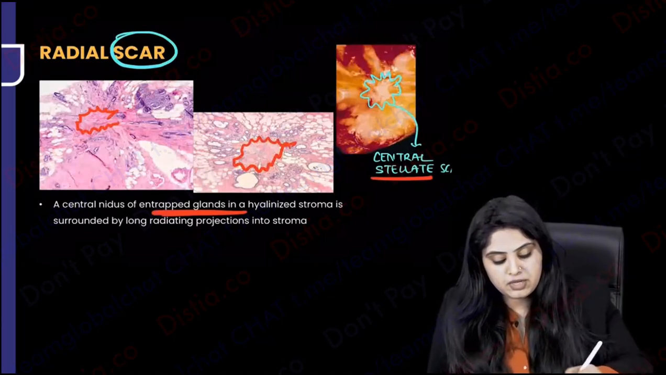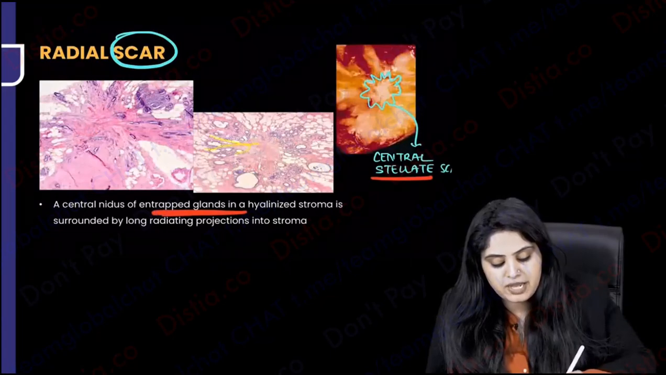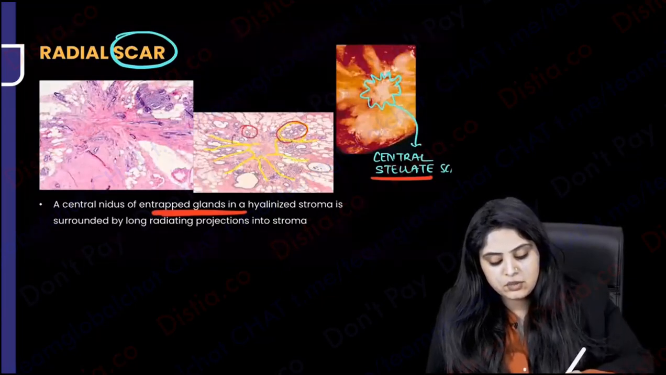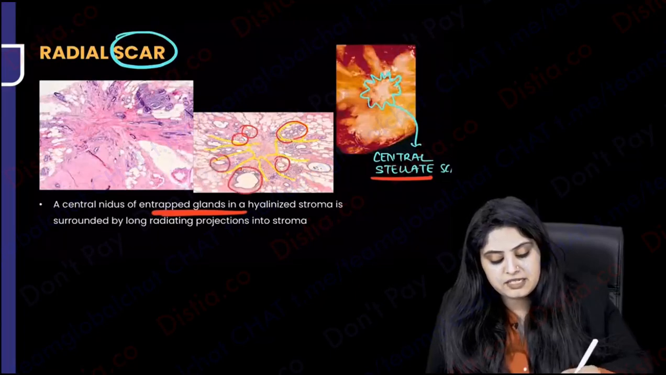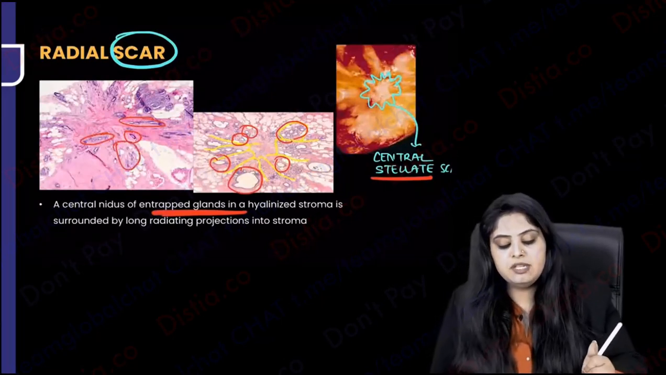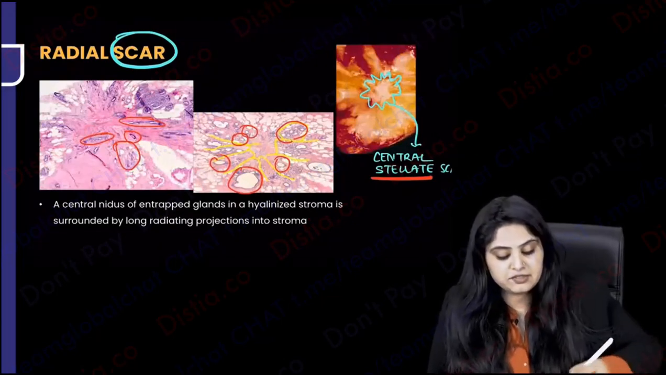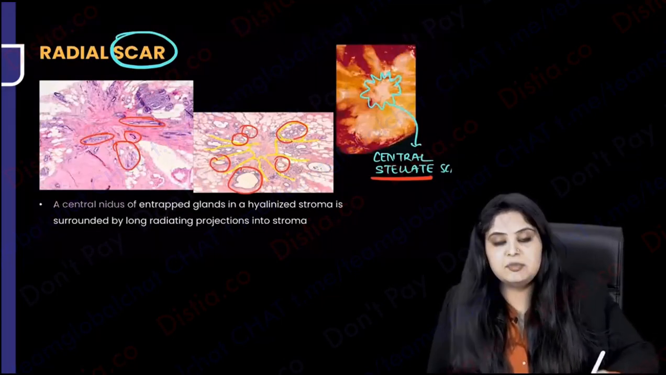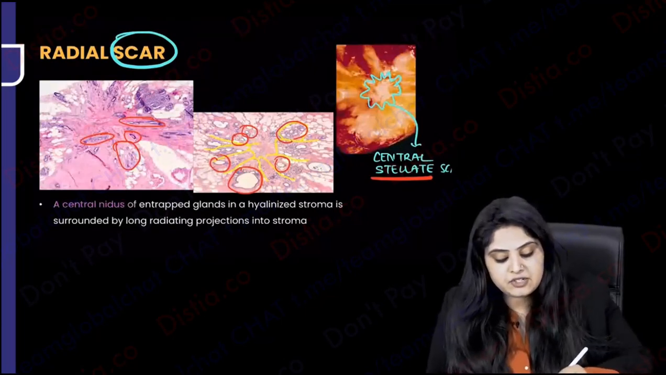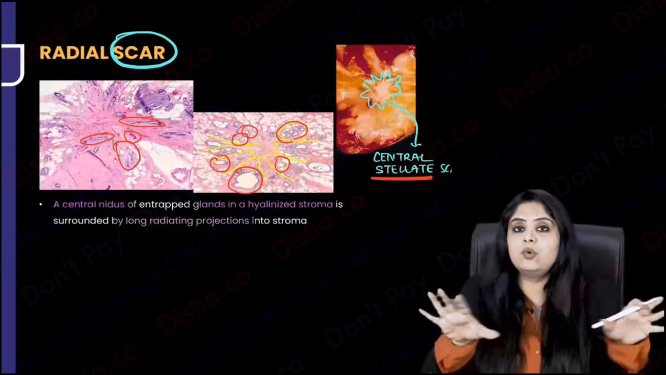So can you see now, a little carefully, if you analyze, you will realize that the scar or the stroma has these projections like a star going out, and I can see all these glands which are stuck. I can see all these glands which are trapped inside it. Same way over here, I can see all these glands and ducts which are going to be trapped inside it. So that is exactly how the book describes it. There is a central nidus basically of the scar. There are entrapped glands in a hyalinized stroma, and then you will see projections going into the stroma.